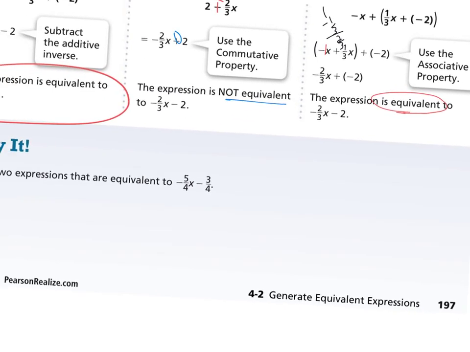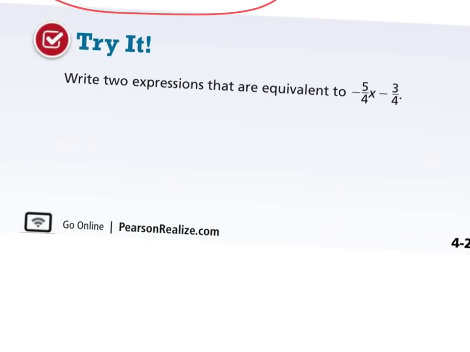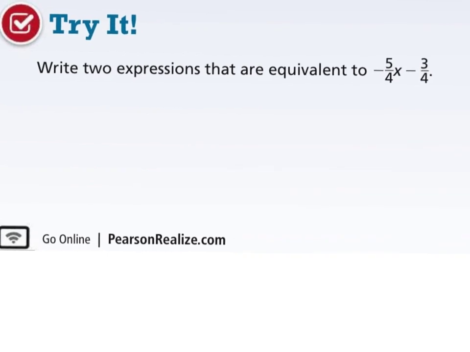So on the try it, they want us to write two expressions that are equivalent to negative 5/4 x minus 3/4. There are an infinite number of possible answers here, technically, that we could come up with. Some that will be a little bit easier for us to come up with than others. So a few options here.